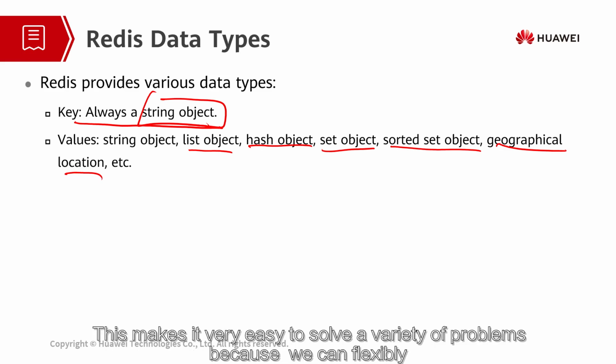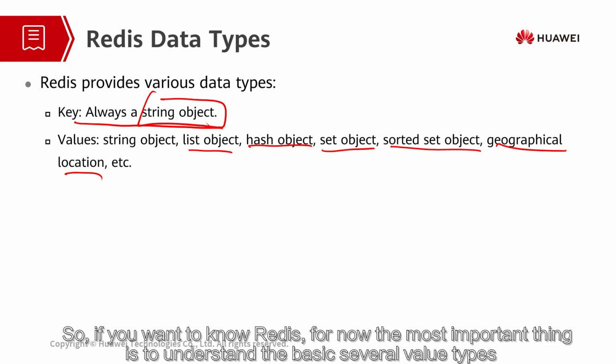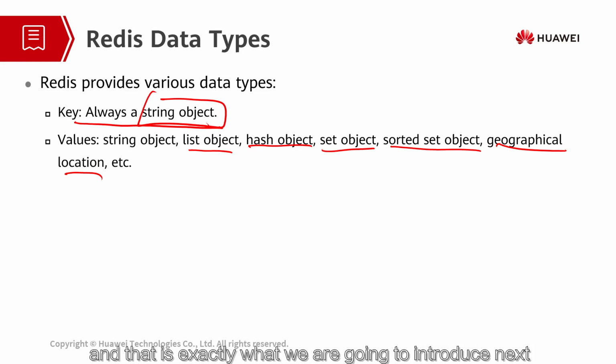This makes it very easy to solve a variety of problems because we can flexibly select the right data type for storage based on the data. So, if you want to know Redis, for now, the most important thing is to understand the basic several value types. And that is exactly what we are going to introduce next.